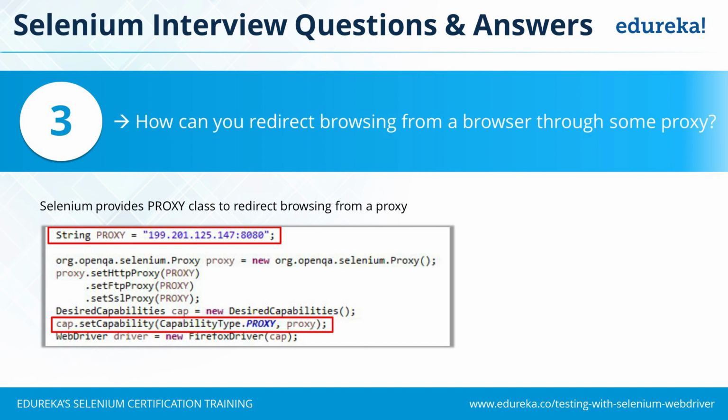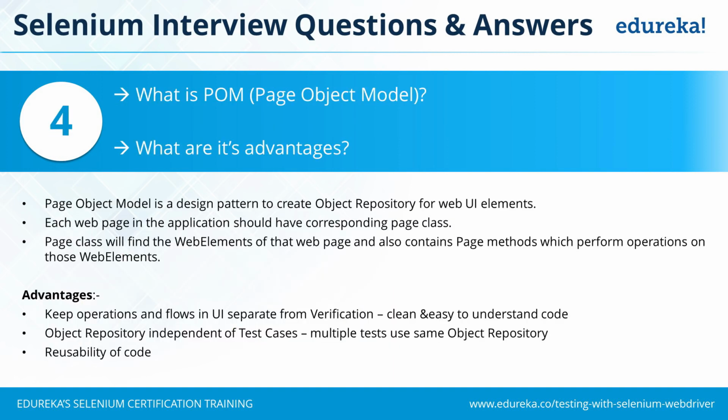So now whenever my browser invokes, it knows it has to communicate through one of the proxies and hence behave as if it is a page on that particular proxy, that is 199.201.125.147.